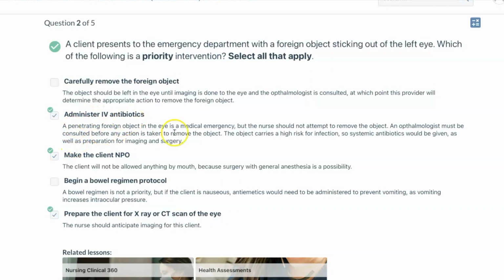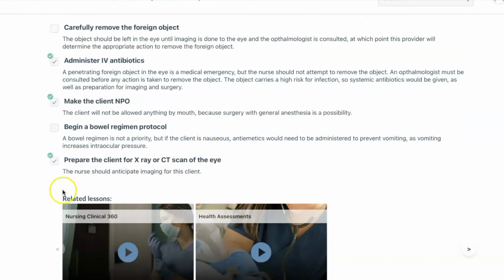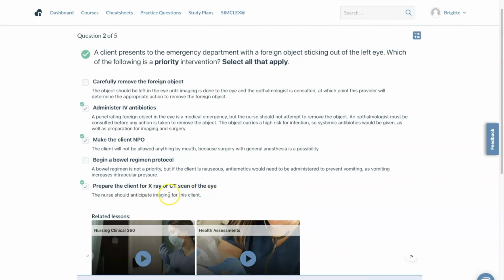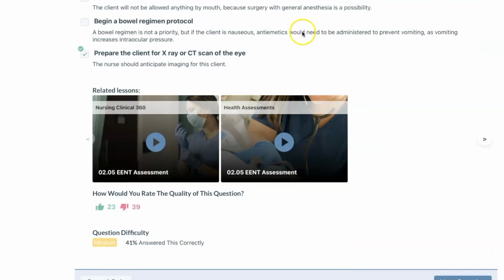So administering IV antibiotics, this is a medical emergency. An ophthalmologist should be consulted. Make the client NPO in case surgery is a possibility. Imaging will be needed to see how deeply this is lodged. You're not removing it. The ophthalmologist is going to be consulted and will determine the appropriate action.